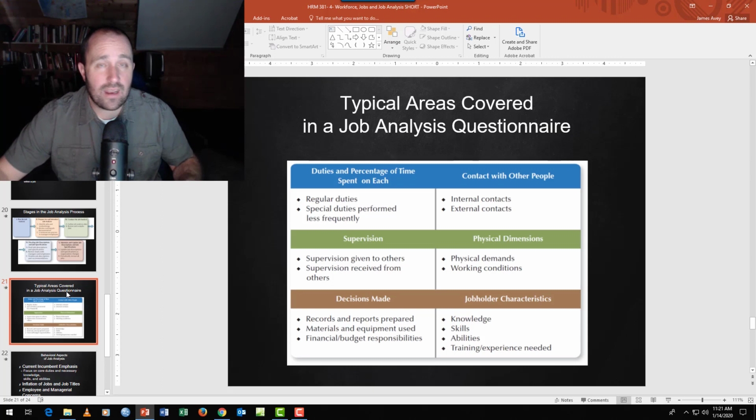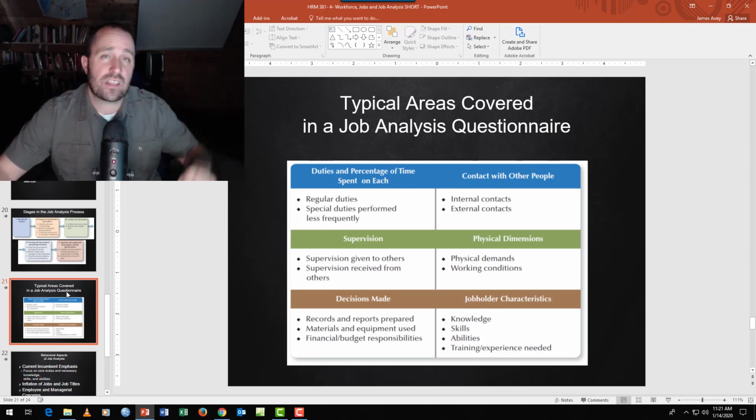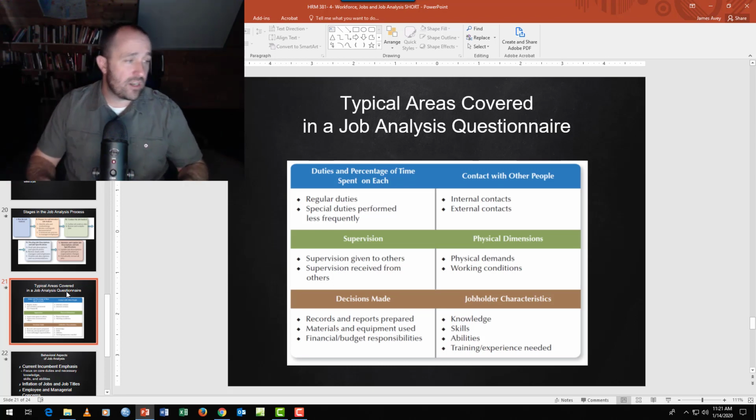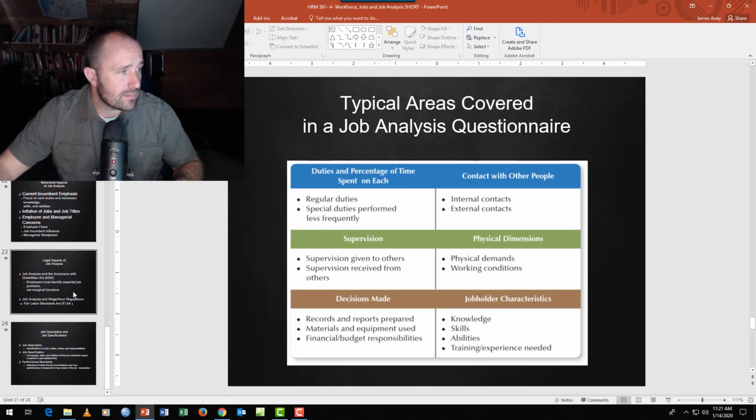Really important that we get those things. Essential job functions are usually considered about 20%. It's a rule of thumb. If 20% or so of your time is spent working on a specific task, that would be considered an essential job function. Okay, we're good. Last thing.